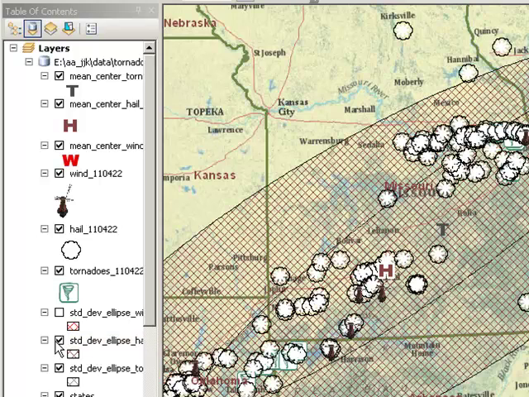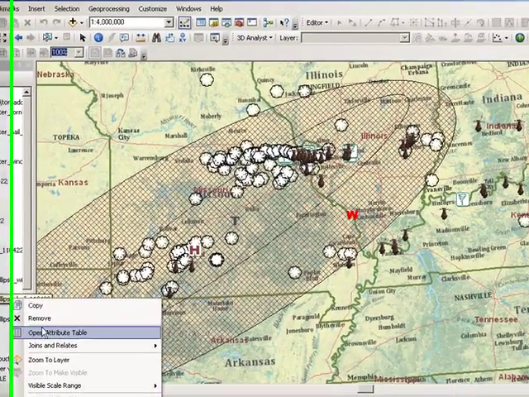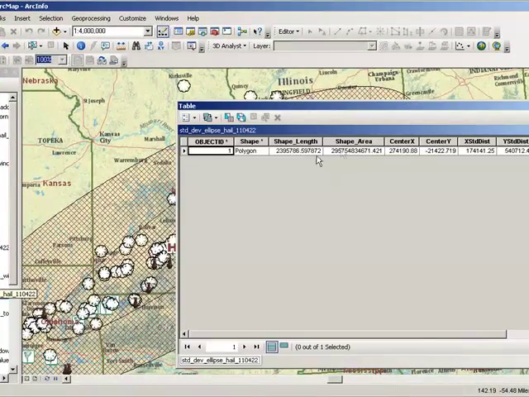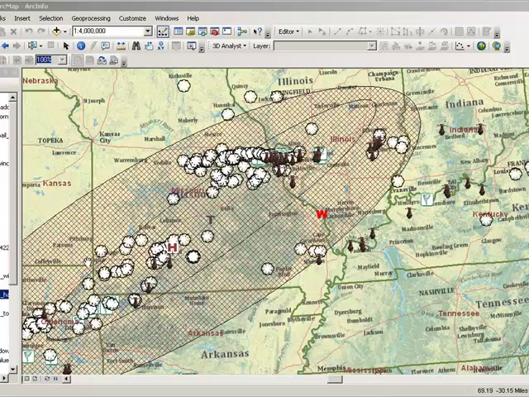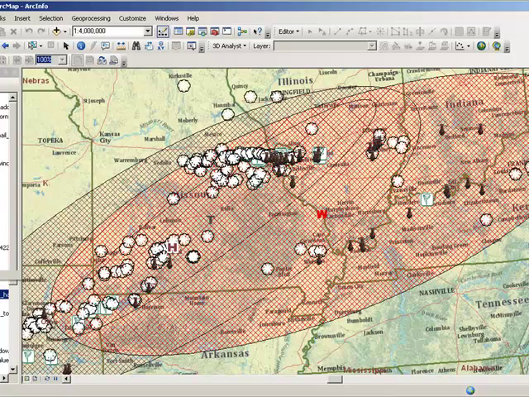Hailstorms are more spread out, and so the shape and size is larger. Let's just take a look at the attributes here. We can see the area and so on, and the XY coordinates for the center of it. Excellent. What about for wind? The wind is even larger as far as one standard deviation, because the wind actually was quite spread out, as you can see here. We've got some wind all the way up into Ohio.